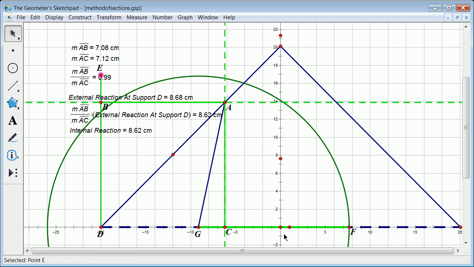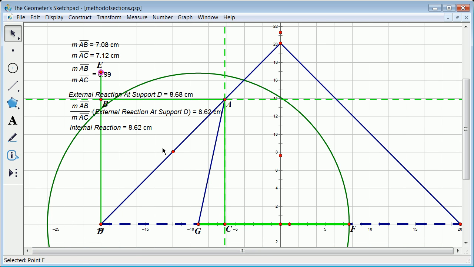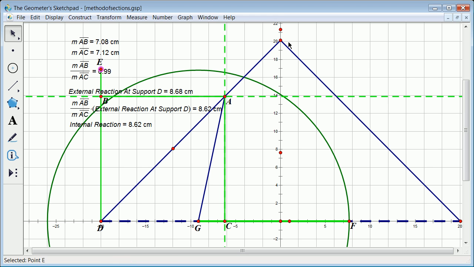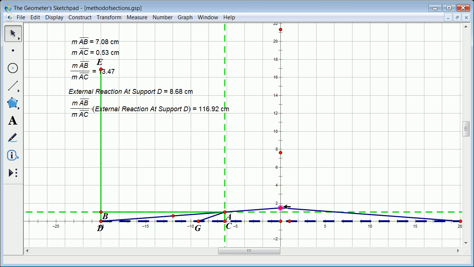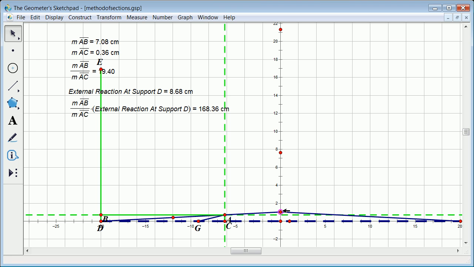So if you notice here, because it's a 1-to-1 ratio, you get this reaction force about equal to the internal reaction force equal to about the other one. Let's take it down the other way now and make it a thinner truss approaching what might be a beam. Let's say something really thin.